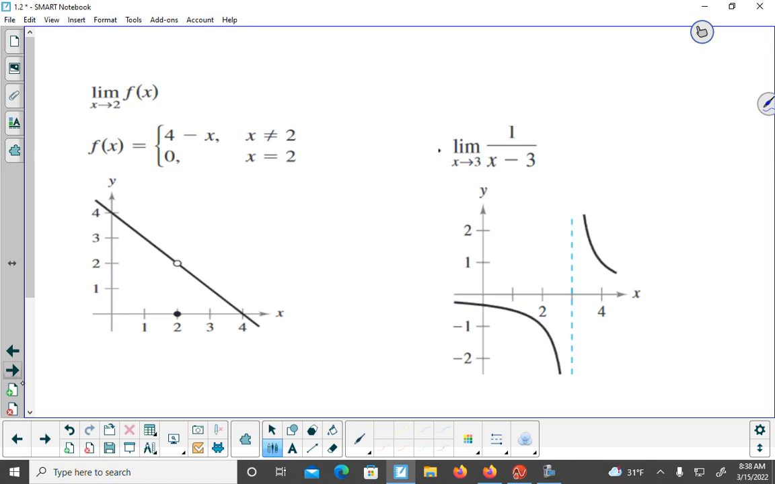Okay, so now I have some graphs. We're just going to look at them, go real fast. If I ask you to find the limit as x approaches 2, I'm just looking at the graph. As I approach 2 from the left, it looks like it's 2.